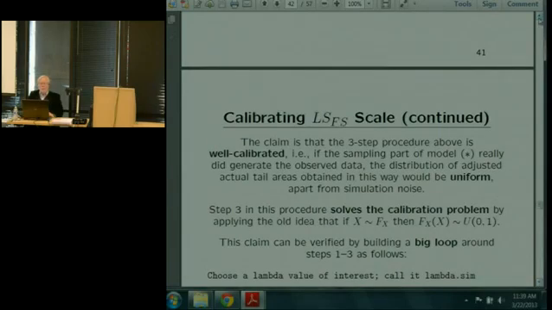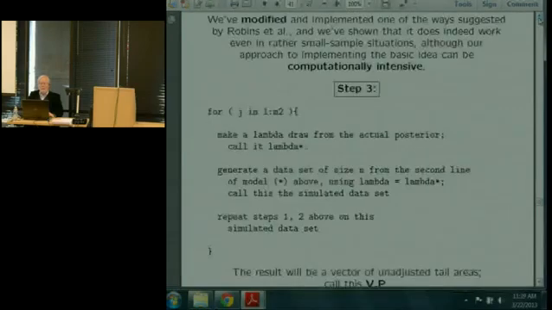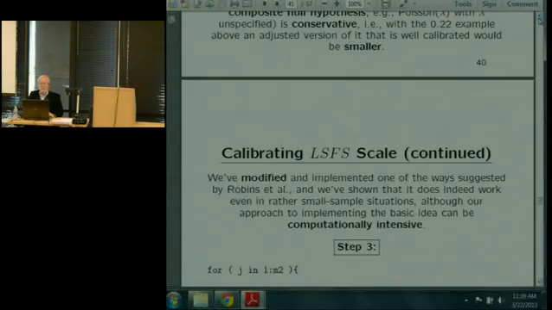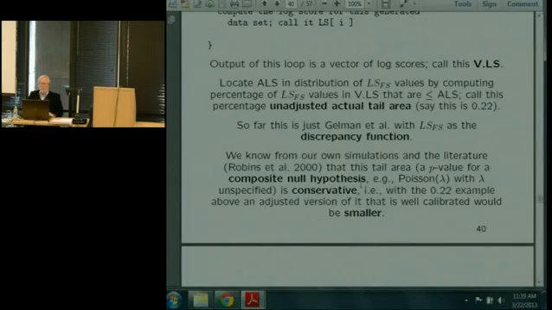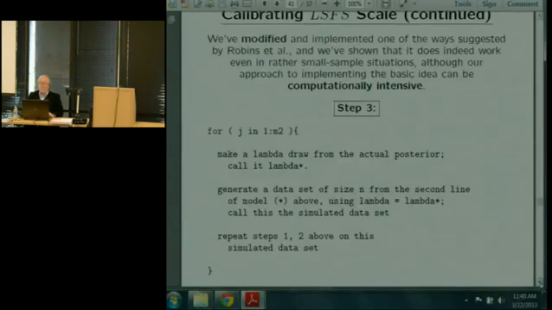And the problem, if you're a fan of hypothesis testing and you want to understand what went wrong, what Gelman et al. did was they didn't realize that the null hypothesis was composite. They tested the null hypothesis Poisson(lambda hat), where lambda hat was the actual value in the data, whereas the real null hypothesis is Poisson(lambda) with lambda unspecified. And so they got the p-value for the wrong hypothesis, in effect.